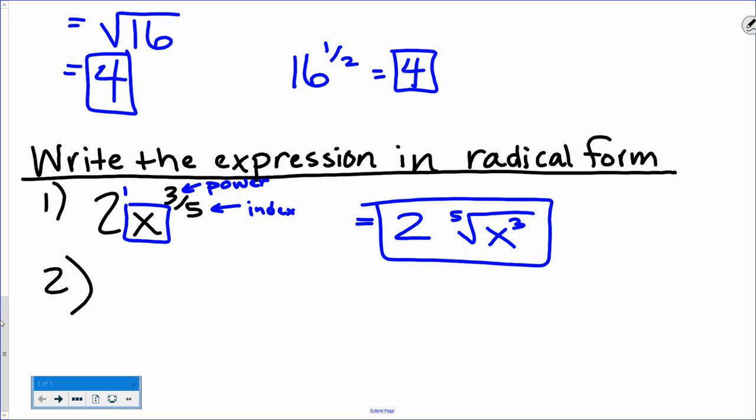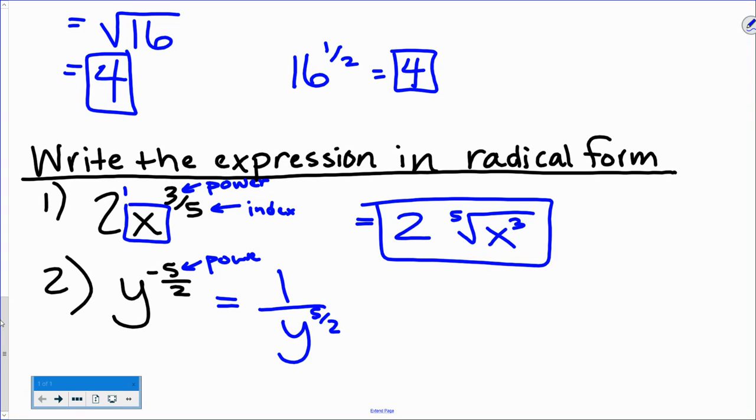Another example like that, I have y to the -5 halves. Once again, we have a negative exponent. We will not leave any negative exponents. So I'm first going to take care of that. So y would go to the bottom so that I have a positive exponent. It's still 5 on top, 2 on the bottom. If 5's on top, that's going to be my power. If 2's on the bottom, that's going to be my index, or my type of root that I'm using. So I will have the square root of y to the 5th.